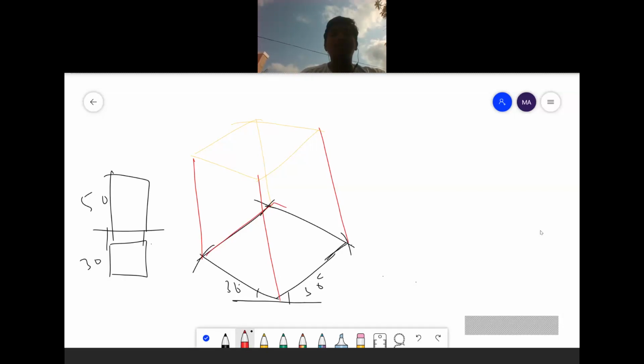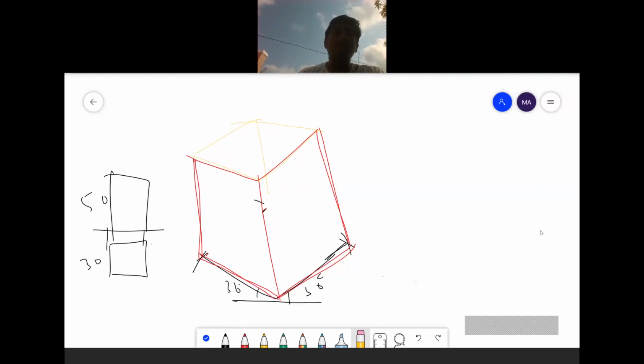Here this one will be the square prism, and you have to draw some hidden parts and some visible parts. Visible parts will be drawn with a red line, and hidden parts I am drawing with a yellow line. When you are drawing with the pencil, these hidden lines will be indicated with dotted lines.